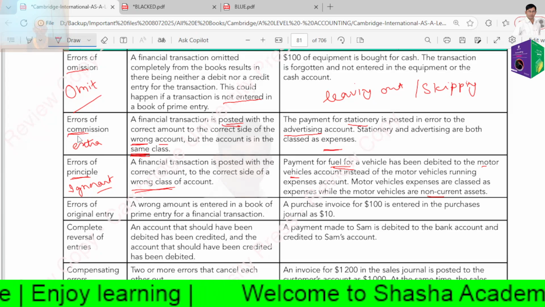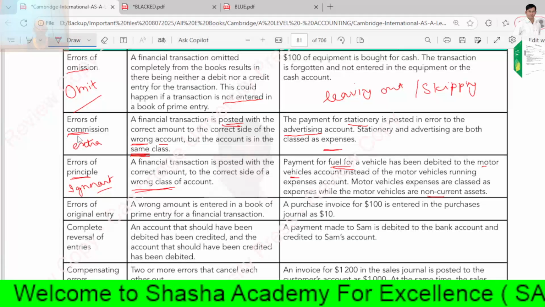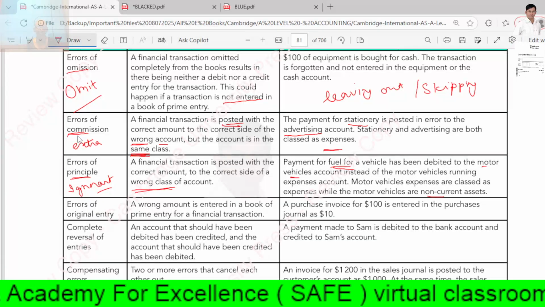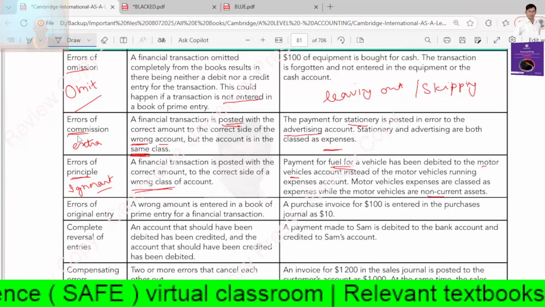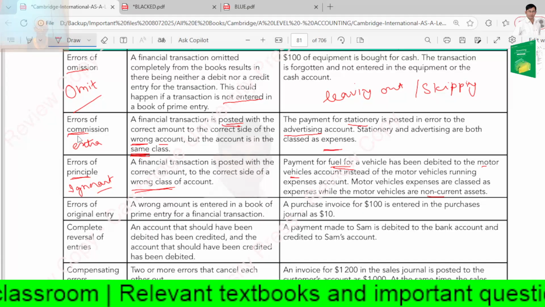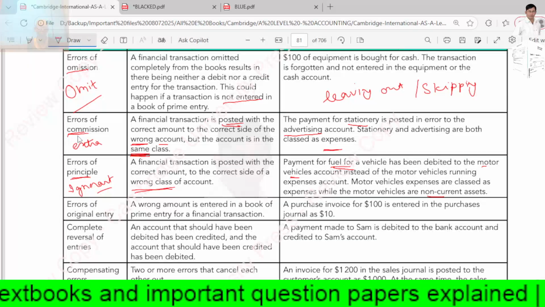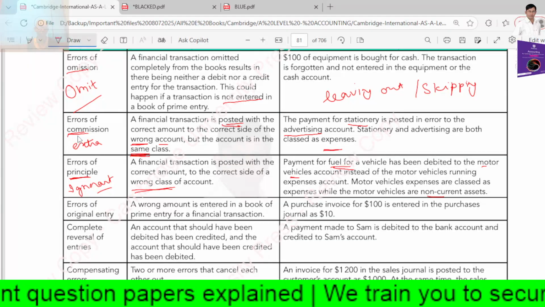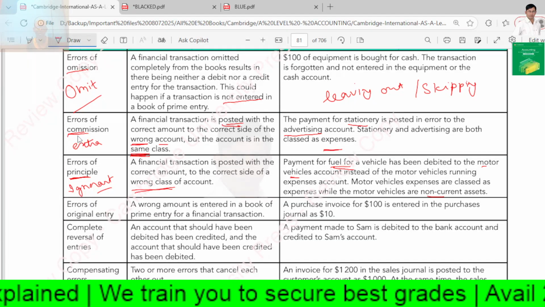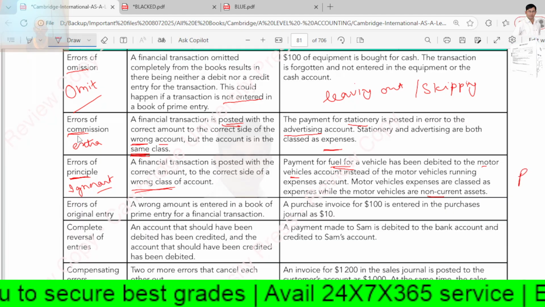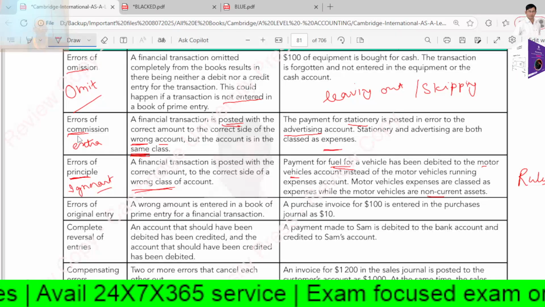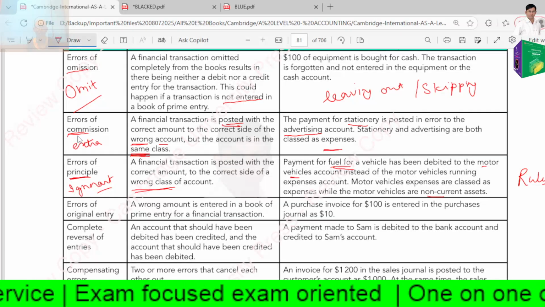So what has happened? The person doesn't know where to record. Instead of recording it in fuel for vehicle, he has recorded it as motor vehicle itself. So that is wrong. Ignorant means he has not followed the accounting principles, has not followed the accounting rules. Rules are not followed.